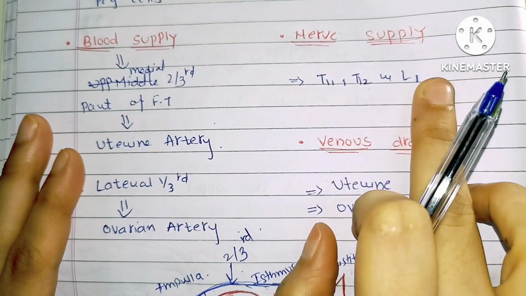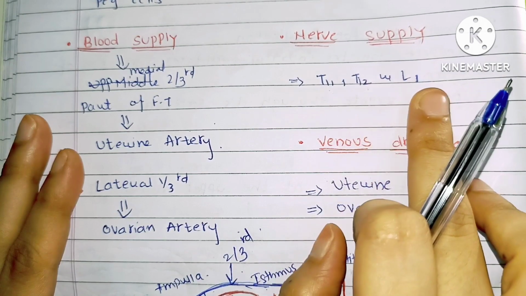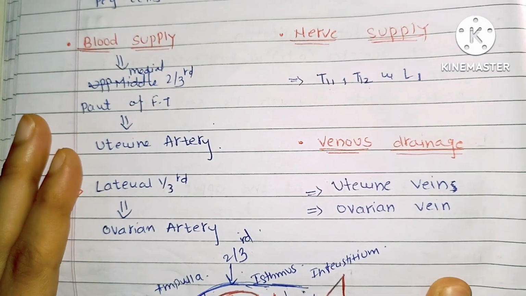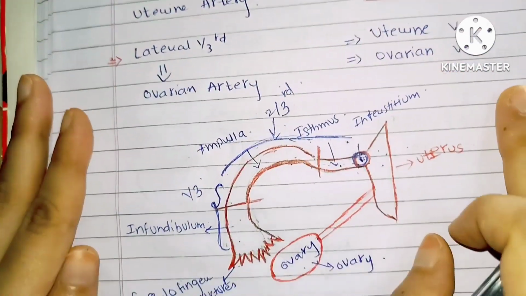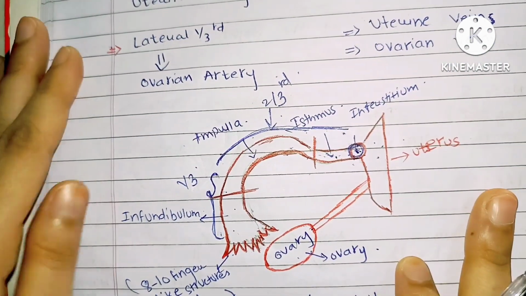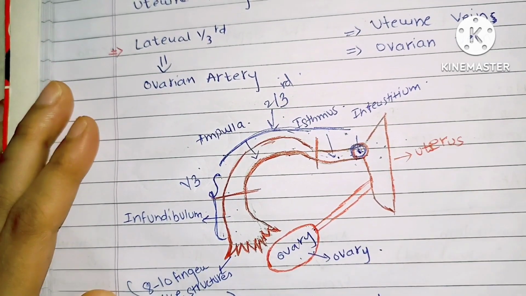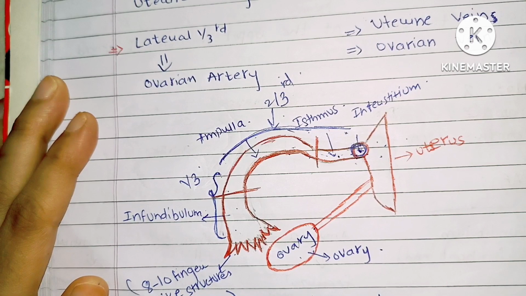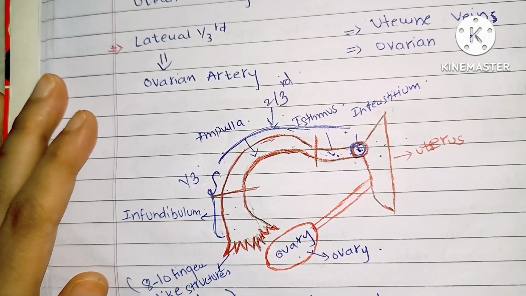Coming to its nerve supply, the nerve supply of the fallopian tube is T11, T12 and L1, and venous drainage is through the uterine veins and ovarian veins. Now one thing I have to say: as the uterus is supplied through segments T10 to L1, nowadays people say that they want painless delivery. When they want painless delivery, at what segment do you have to give the block? As the uterus is supplied by T10 to L1 segments, you have to give the block at the T10 segment.